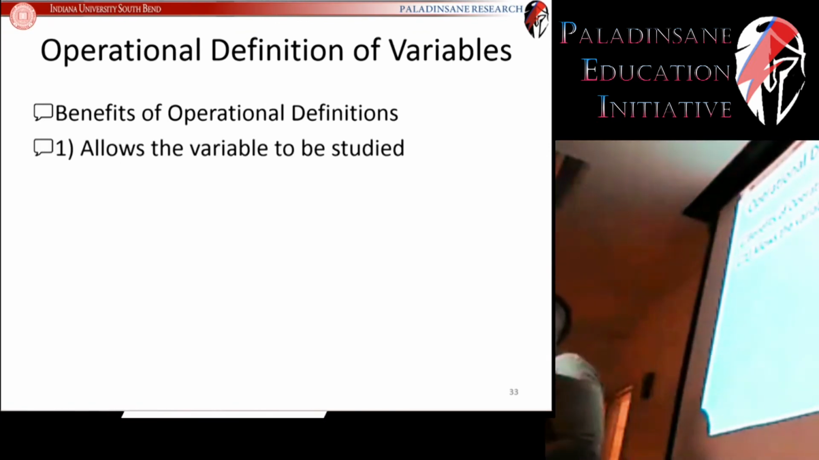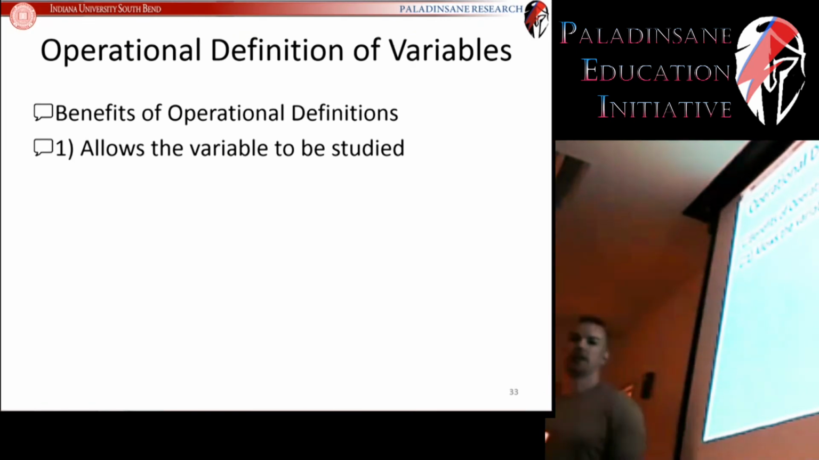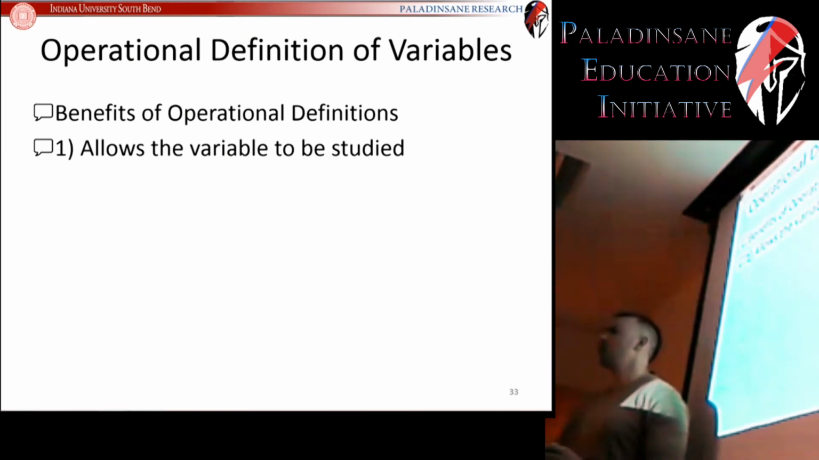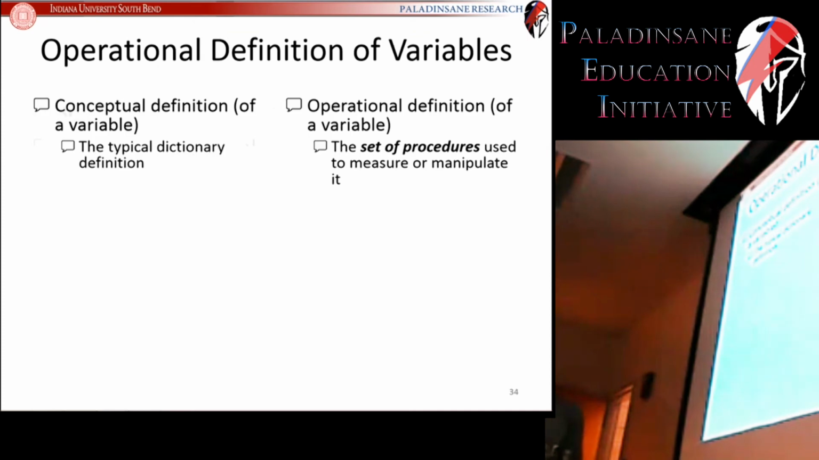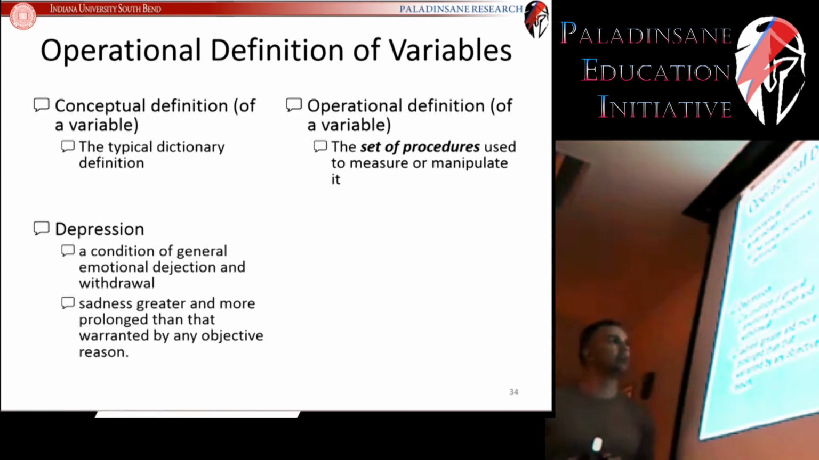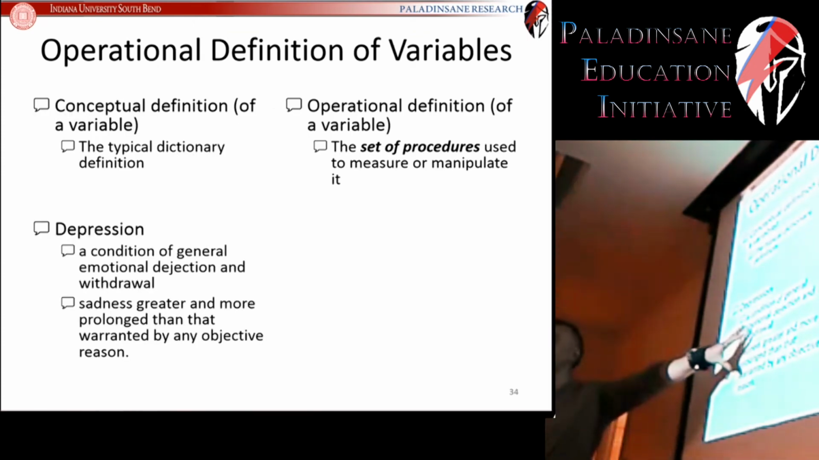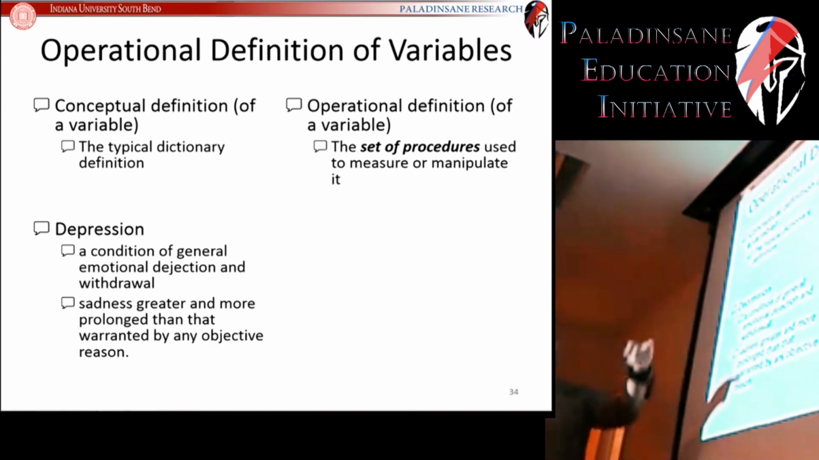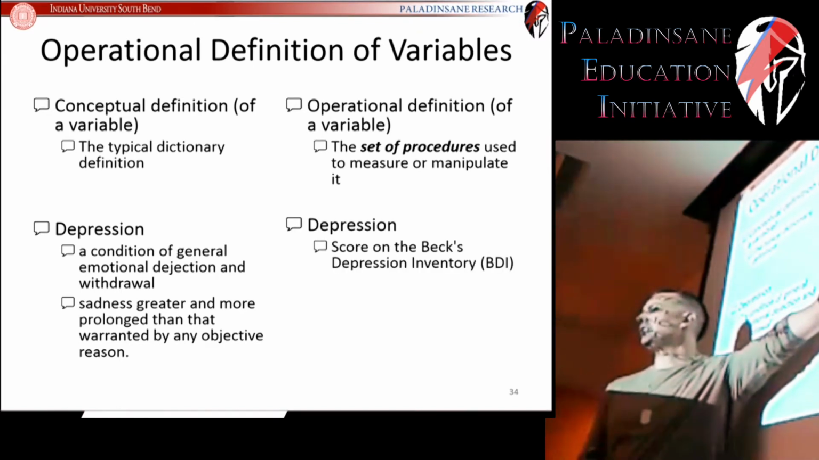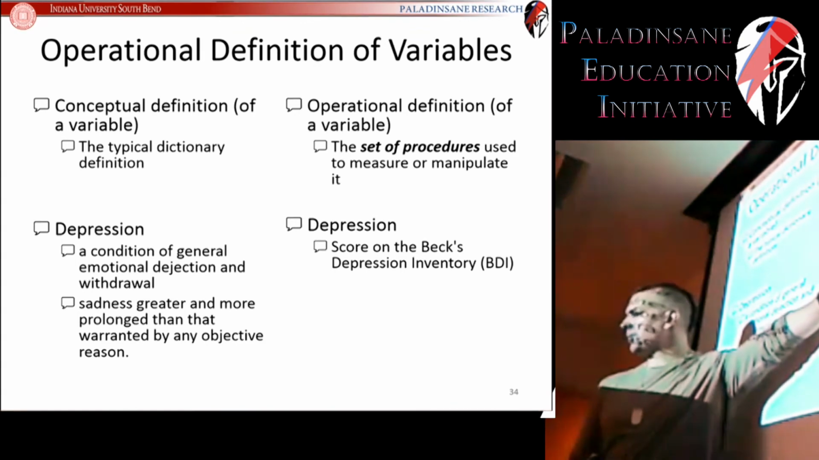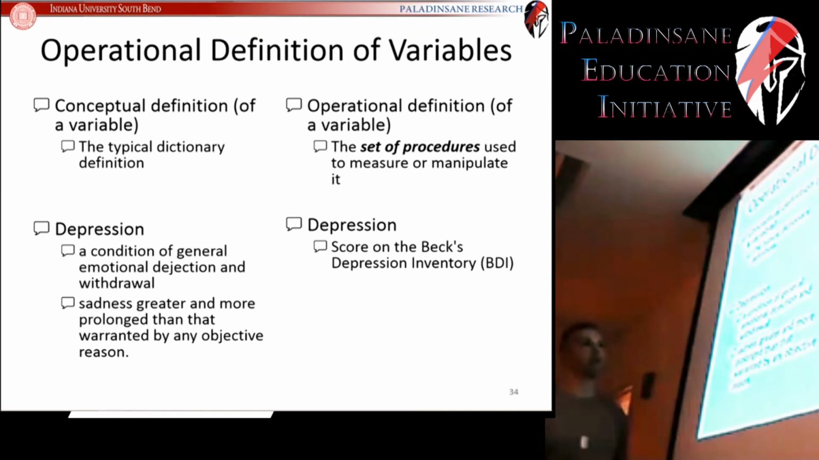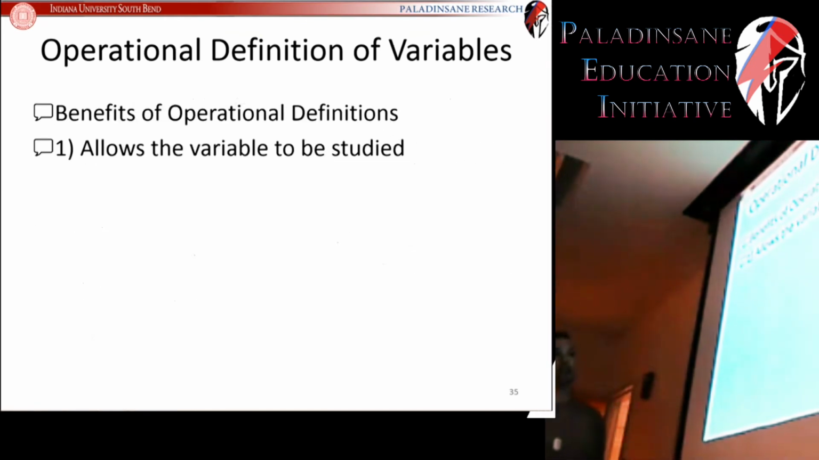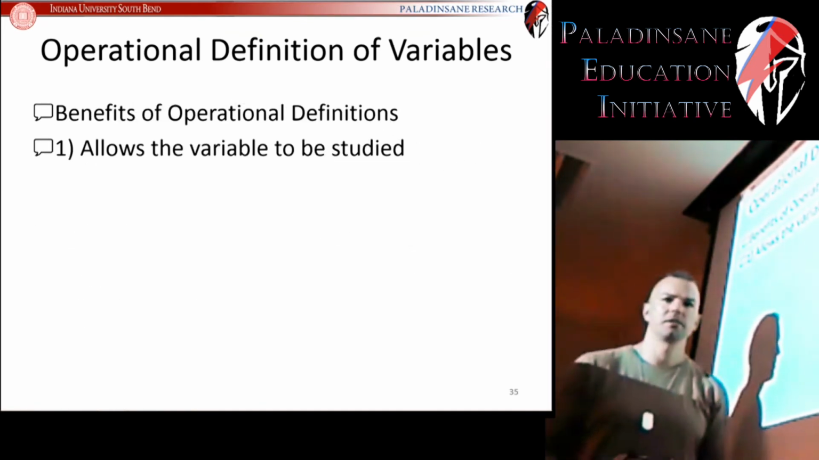This is the first one. It allows your variable to be studied. It literally allows you to do the research, and without it, you can't even start. So with that set of procedures, with this, there's literally nothing you can do. With that, you can measure depression. You can tell who's high on it, who's low on depression, who's in the middle. That will allow you to actually measure the variable, actually allow you to study and do the test.